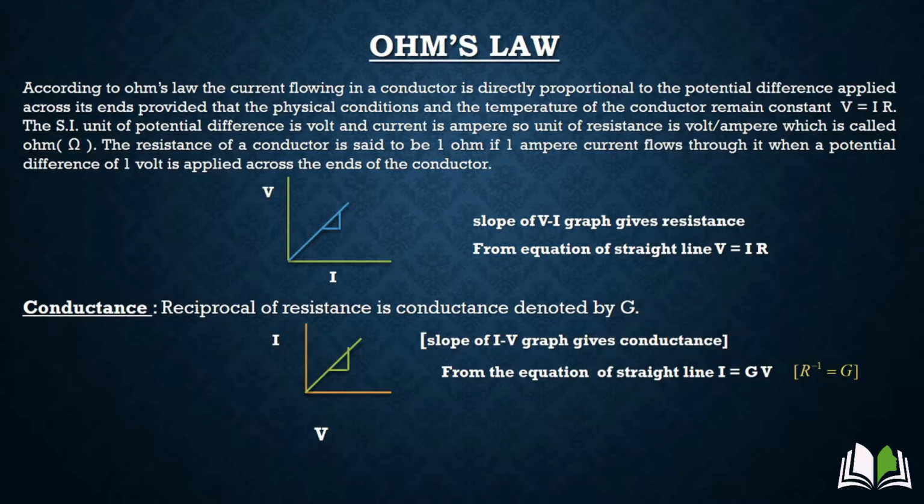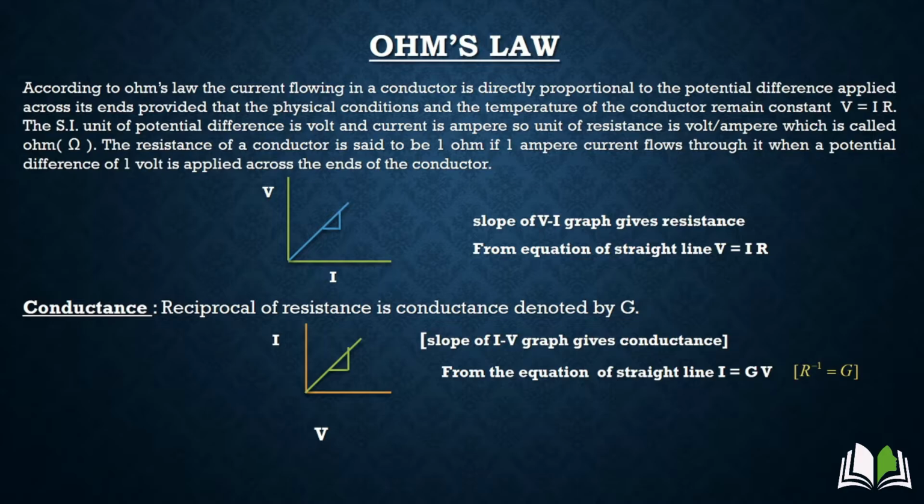Here we can see the graphs. The first one is the V versus I graph, and the second one is the I versus V graph. From the first graph, as we know, this is a straight line, so the equation of a straight line is y equal to mx. From the first graph, we can easily calculate the slope, and from the slope we can calculate the resistance. So V is equal to I into R. Here R is the slope.